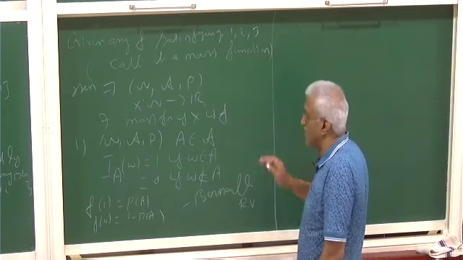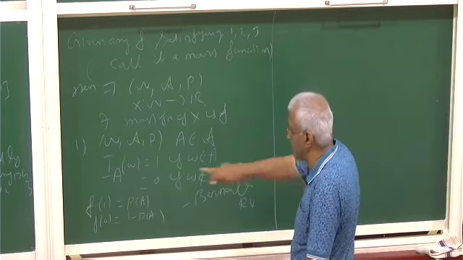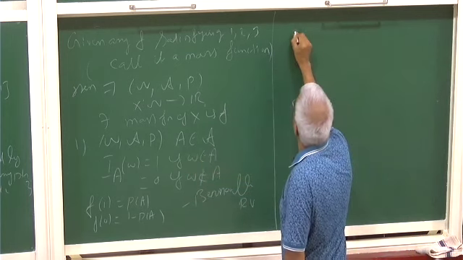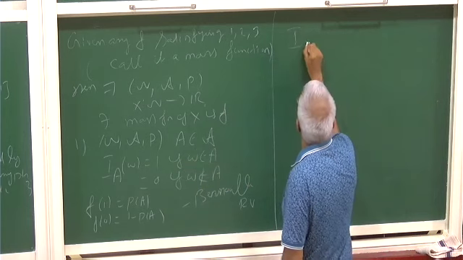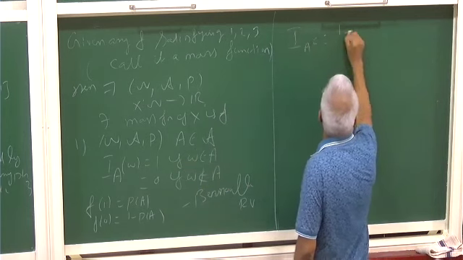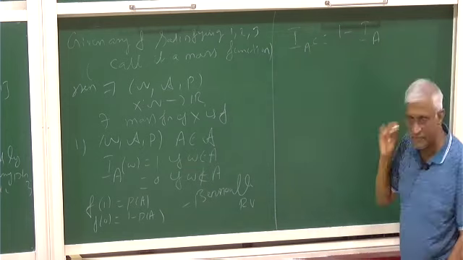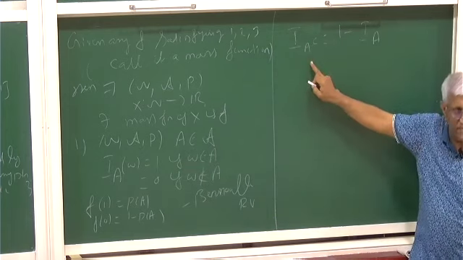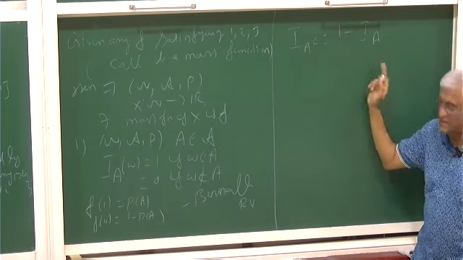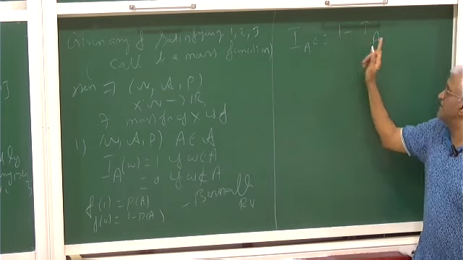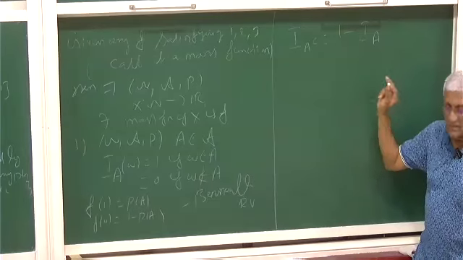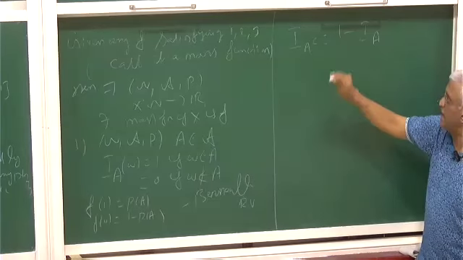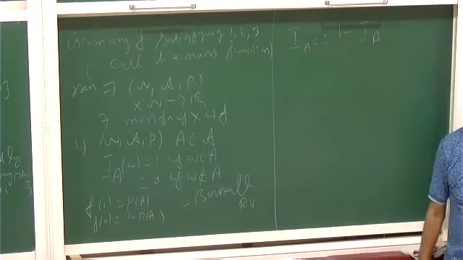Before going to the next example, let's see some properties of this. I just want to record this. You can see that the indicator of A complement is 1 minus the indicator of A, as functions. This takes the value 1 in A, and in A complement it is 0. And the indicator of A complement has to take the value 1 in A complement. With this definition, it will be satisfied.